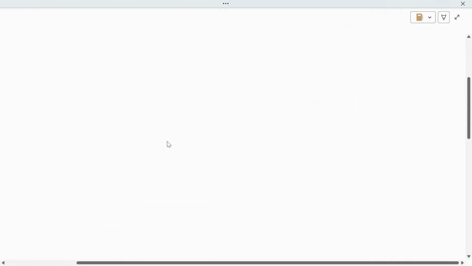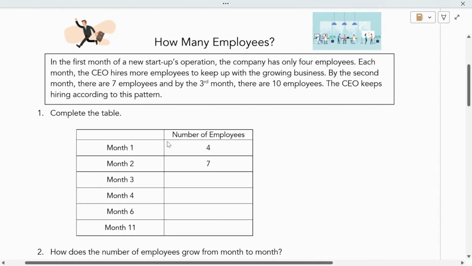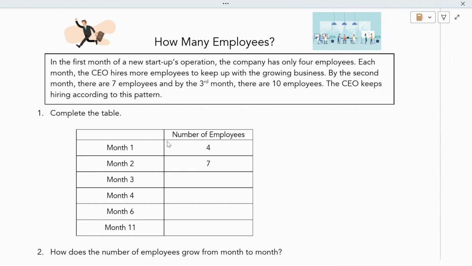Employees, and by the third month there are 10 employees. The CEO keeps hiring according to this pattern. Okay. So in the first month, we have 4 employees. In the second month, we have 7. And in the third month, there are 10. So let's put a 10 right here.